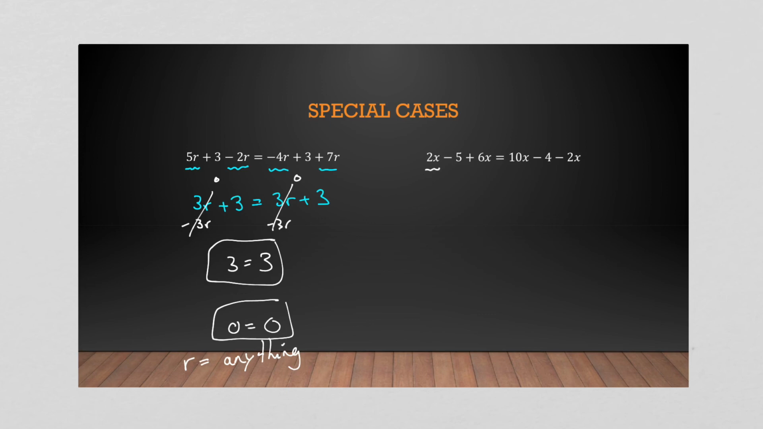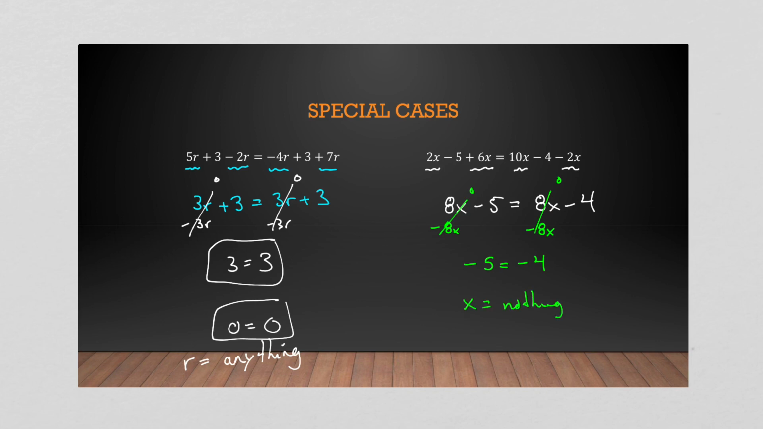But let's look at the one on the right here. We have 2x plus 6x is 8x minus 5. And then we have 8x minus 4. And right away you can probably see, well, this is going to be a problem. Because if I subtract 8x and I subtract 8x, you now have negative 5 equals negative 4. Well, that's definitely not true. So what you get here is you get a scenario where x equals nothing.